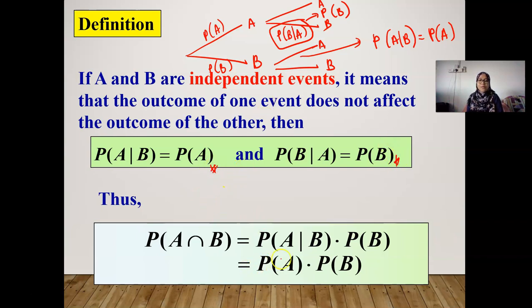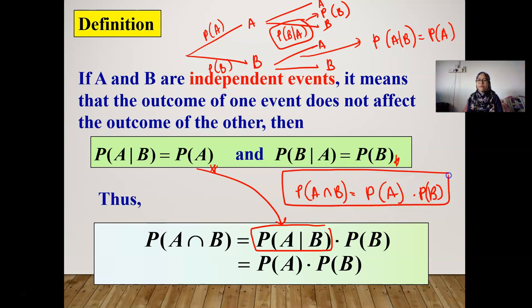Alright, so PA intersect B is equal to PA given B multiplied with PB. So since PA given B is PA, we can say that PA multiplied with PB. So for the special case of independent events, PA intersect B is equal to PA multiplied with PB. Okay, this formula you have to memorize, because sometimes we can ask you to show that A and B are independent events, then you can show the values are equal.